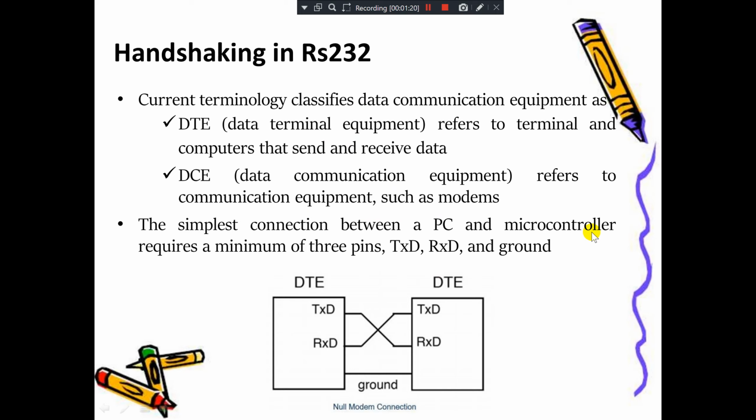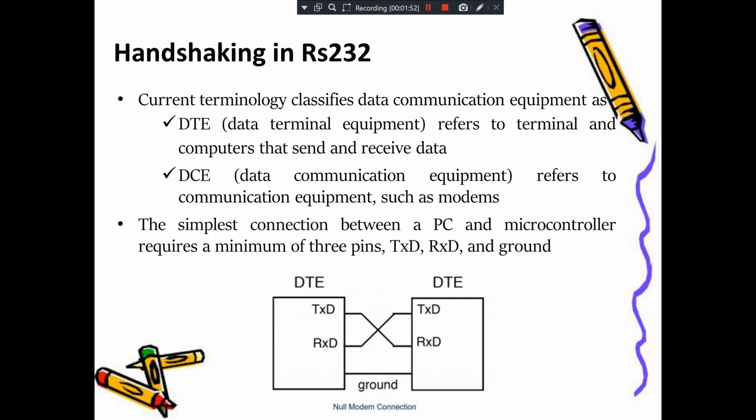So, handshaking in RS232. The current terminology classifies the data communication equipment as DTE and DCE. DTE is data terminal equipment, which refers to terminals and computers that send and receive the data. DCE, data communication equipment, refers to communication equipment such as modems. The simplest communication between a PC and a microcontroller requires a minimum of 3 pins, that is TXD, RXD and ground.